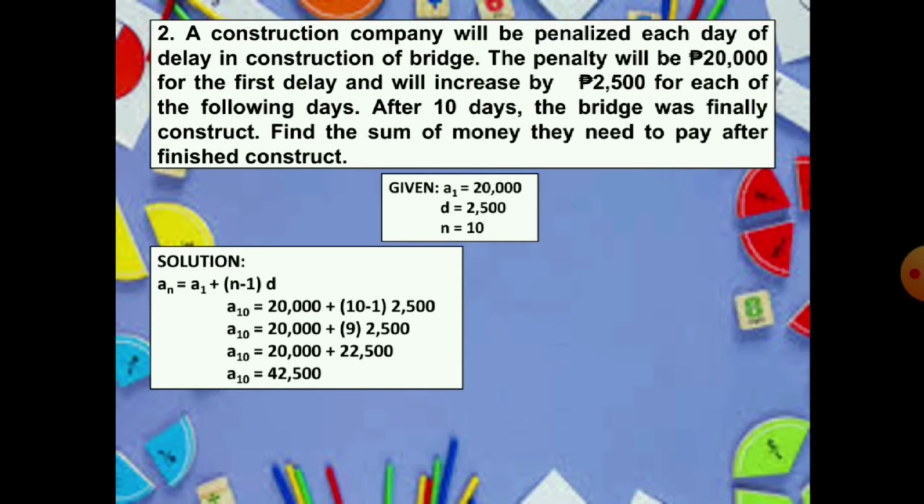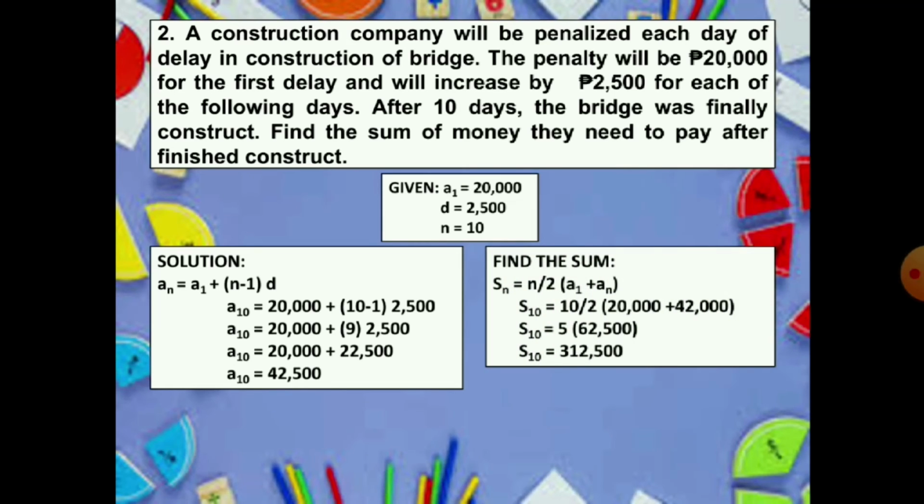By substituting all the values, a sub 10 is equal to 20,000 plus the difference of 10 minus 1 times 2,500. By following the PEMDAS rule, 10 minus 1 is equal to 9, 9 times 2,500 is equal to 22,500, and 20,000 plus 22,500 is equal to 42,500.